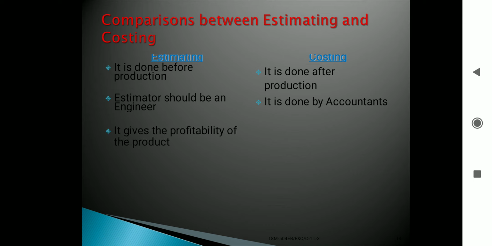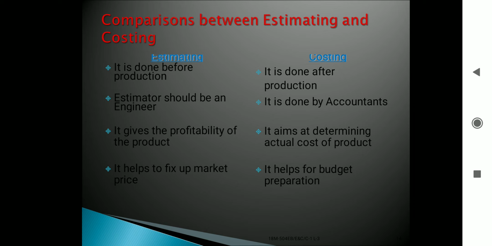Next, estimation gives the profitability of a product. By the estimation we can say whether it is a profit or loss. Costing aims to determine the actual cost of a product. By adding these we can say the actual product cost. Next, it helps to fix the market price, meaning the catalog price. Next, it helps in budget preparation.